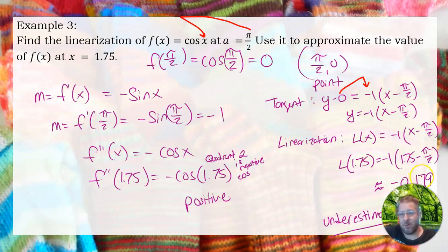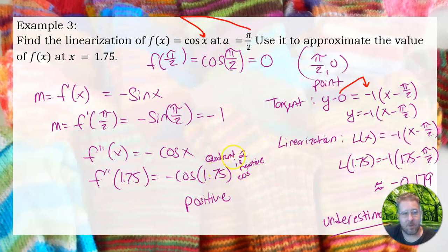Well, that's where I'm going to use the second derivative. So I'm going to go back over here on the left-hand side. I'm going to find the second derivative of negative sine of x, which happens to be negative cosine of x, because the derivative of sine of x is cosine of x, and it was already a negative. Now, I plug in 1.75, and this is where, once again, I'm just going to think about this. 1.75 is more than pi over 2.